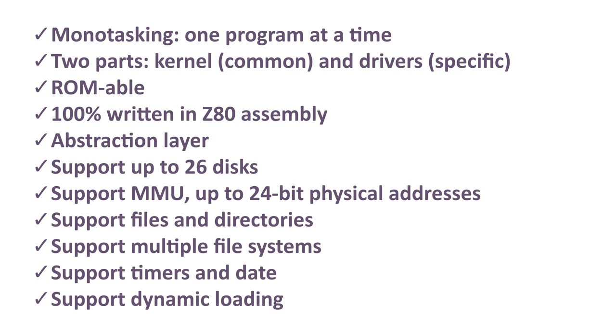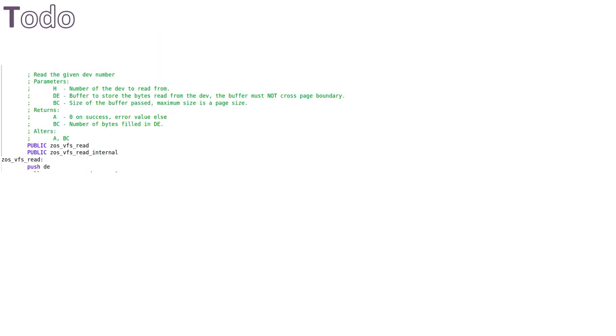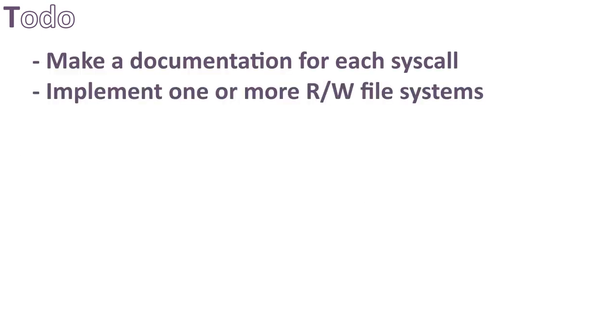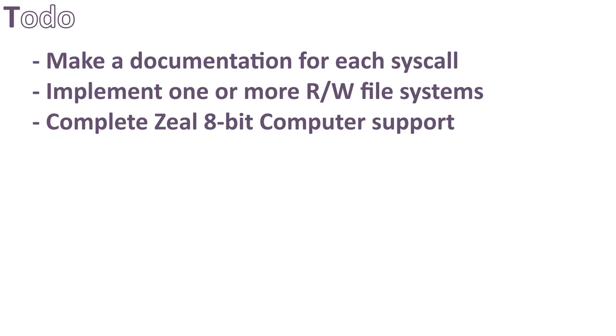What has been implemented on Zeal 8-bit OS so far? Most of the features that I talked about earlier have been implemented. Some of the things are still missing though, or incomplete. The documentation is currently in the ASM code itself, so I need to extract this information and put it separately in an HTML file or any documentation. I need to implement more file systems, so currently we only have a read-only file system. And finally, I need to finish the support for Zeal 8-bit computer.